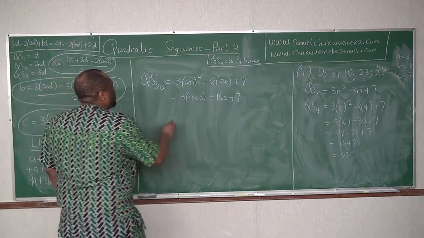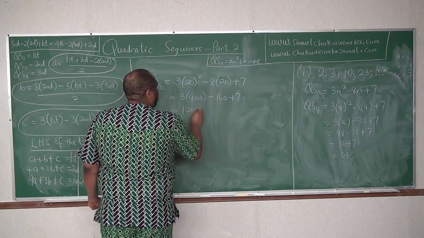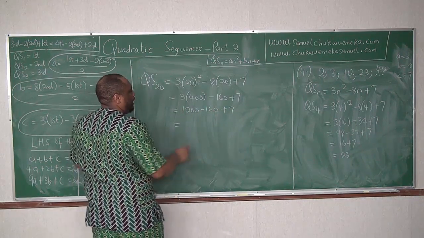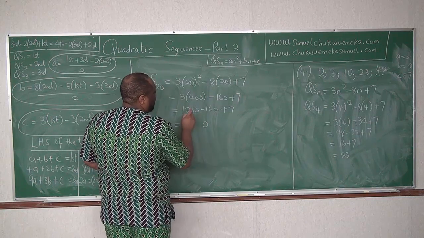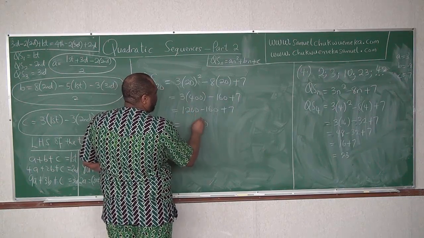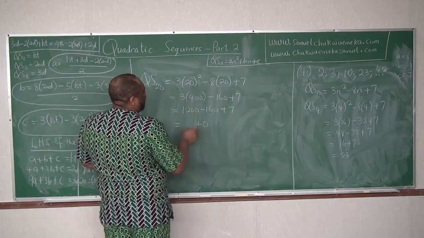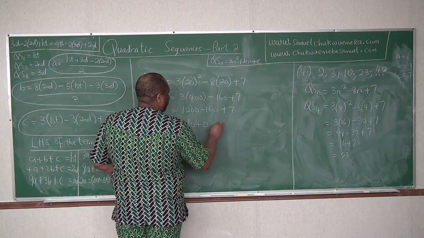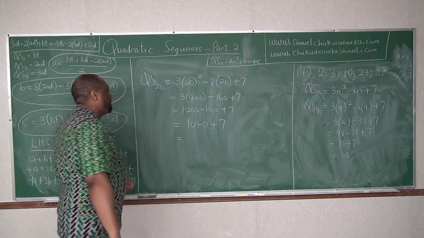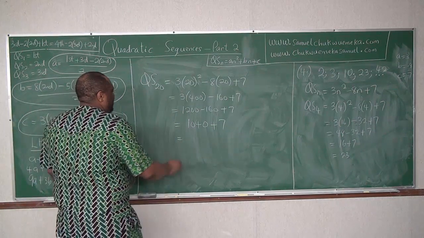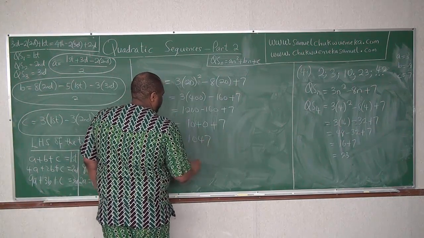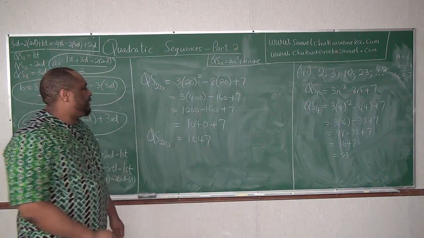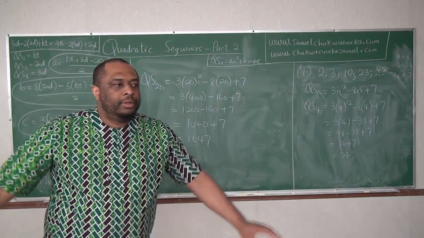Okay? So this will give us 1200 minus 160 plus 7. Okay. 0, 0, 0. 10 minus 6 is 4. But carry 1 here. 1 minus 1, 0. 1 plus 7. Okay? And that gives us 1047. The 20th term is 1047. Okay?